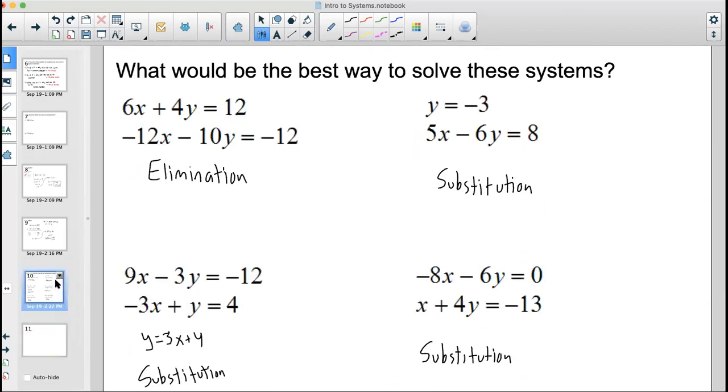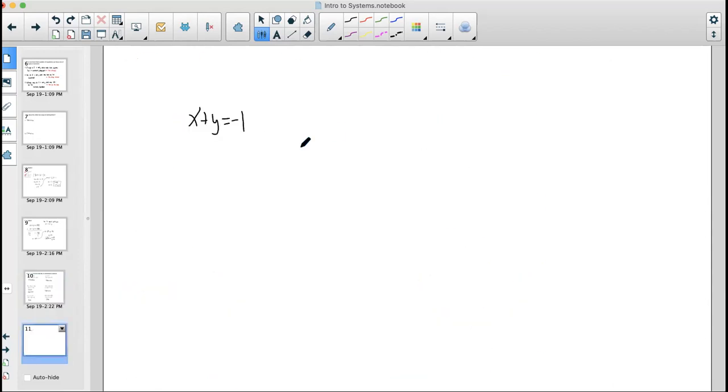That's x plus y equals negative 1, and then negative 3x minus 2y is 8. So here's what I would do. You could solve this for y, but here's what I would do instead. I would multiply this top equation by 3, meaning multiply both sides of it by 3. That would give me 3x plus 3y equals negative 3.